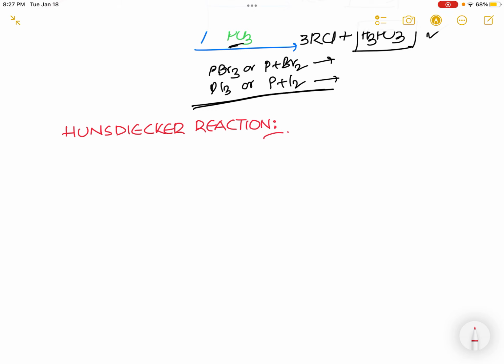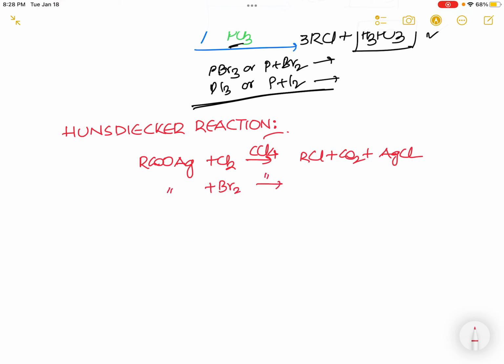Hunsdiecker reaction. In the Hunsdiecker reaction, the silver salt of an acid reacts with chlorine or bromine in the presence of CCl4 to give alkyl chlorides or alkyl bromides. Silver salt RCOOAg with chlorine in the presence of CCl4 on heating gives RCl plus CO2 plus AgCl. If you are using RCOOAg plus bromine in the presence of CCl4, you get RBr plus CO2 plus AgBr.